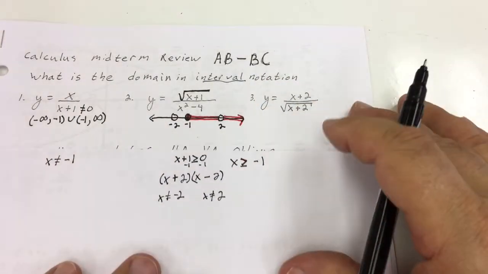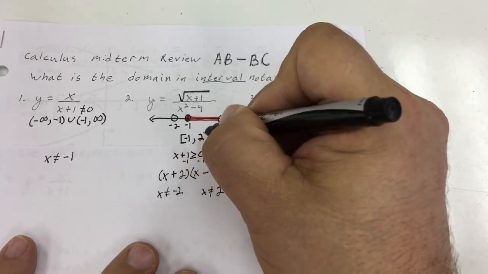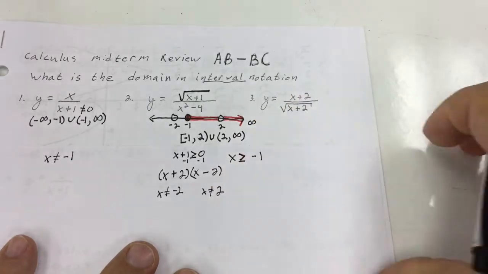In interval notation, this domain is going to read like this. I can have negative 1, and then everything to the right, except for 2. Union, 2, up until infinity, positive infinity.